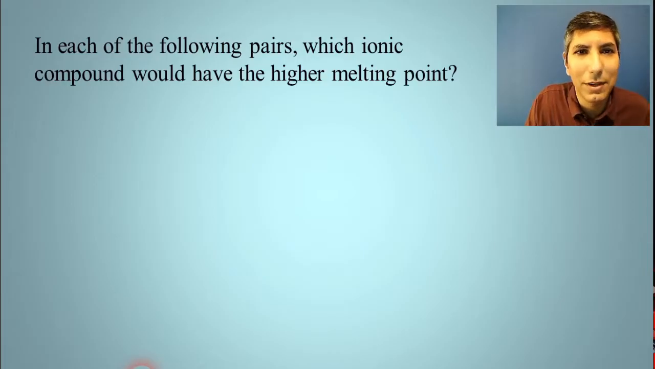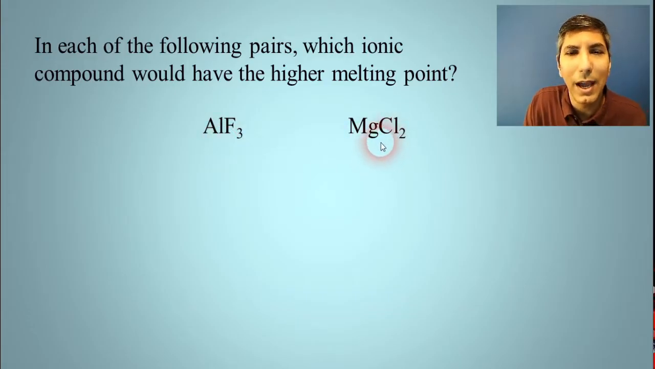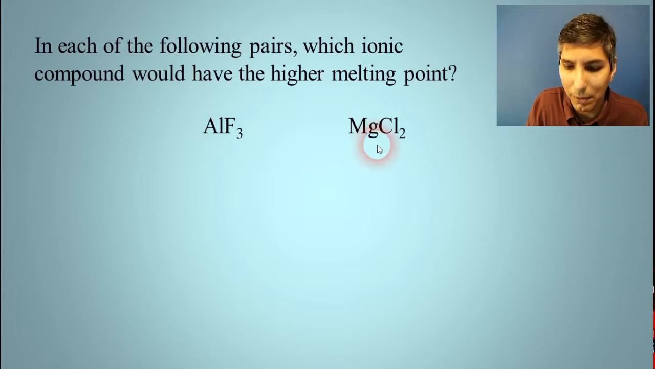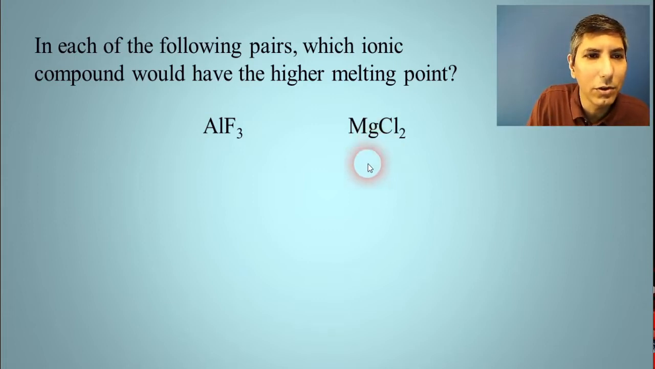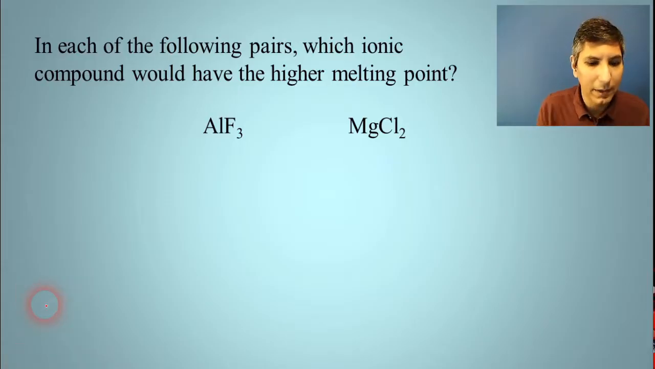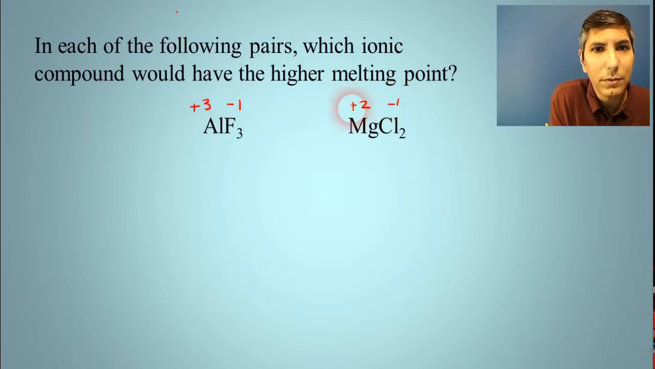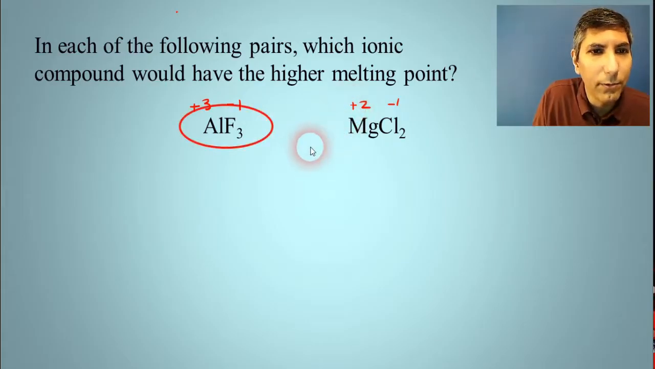Now, let's go and predict the melting points. So let's try this one first. Aluminum fluoride versus magnesium chloride. Which one has the higher melting point? Well, once again, take a look at the charges, the actual charge differential here. So think about the fact that in aluminum fluoride, we're talking about a +3 and a -1 versus a +2 and a -1. So because of that, the aluminum fluoride has the higher melting point.